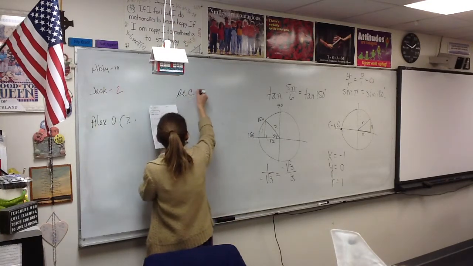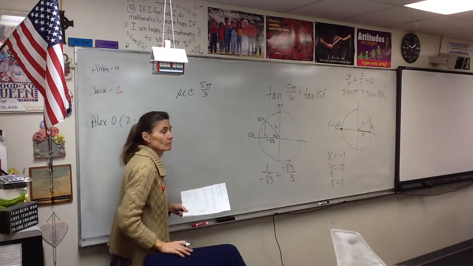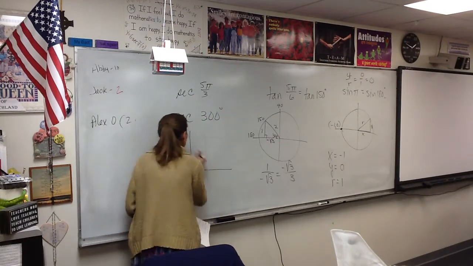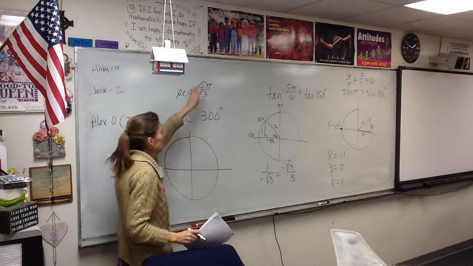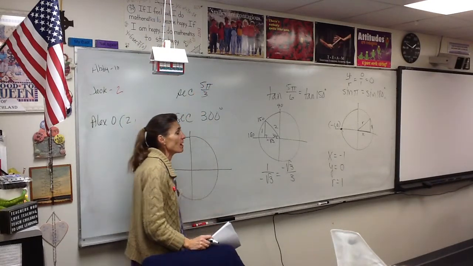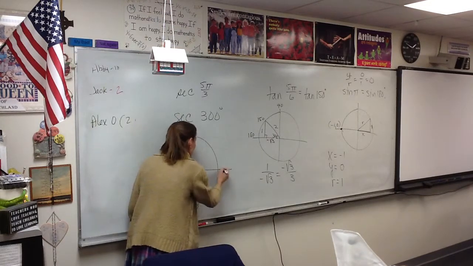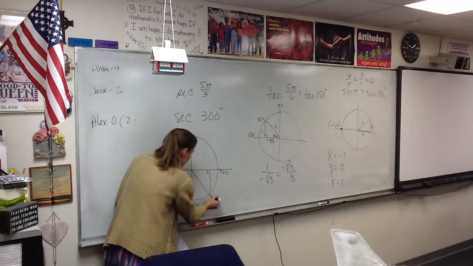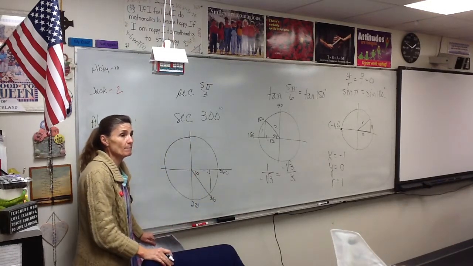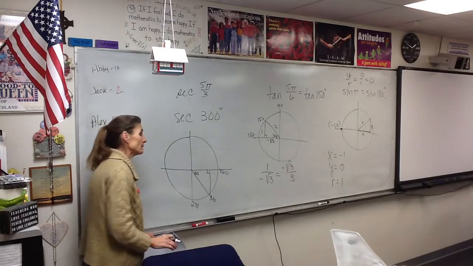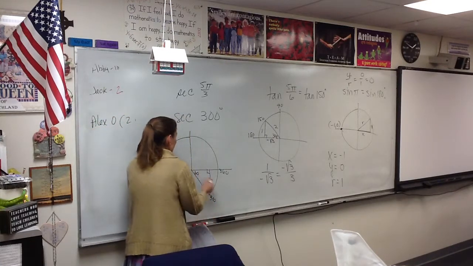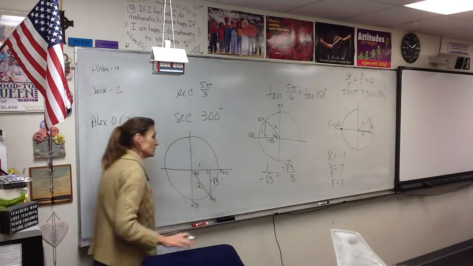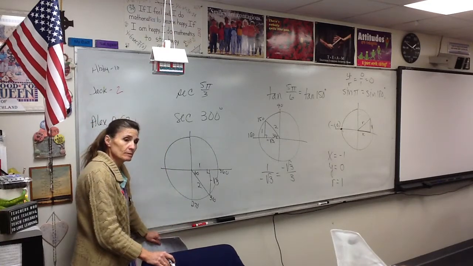One more. Secant, 5 pi over 3. That's 300. For those of you that aren't sure where the 300 came from, pi divided by 180 is 60, and 60 times 5 is 300. It's in the fourth quadrant. This is 300, so that's got to be a 60 degree angle, right? So I know this side's root 3, this is 1, this is 2. That's a negative root 3, very good. I want the secant.